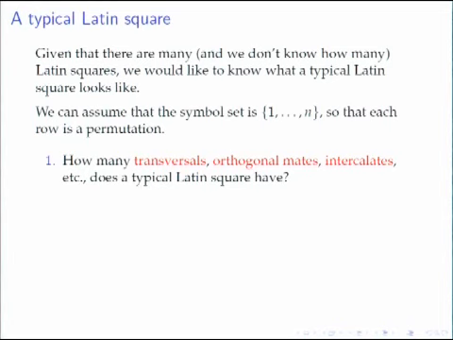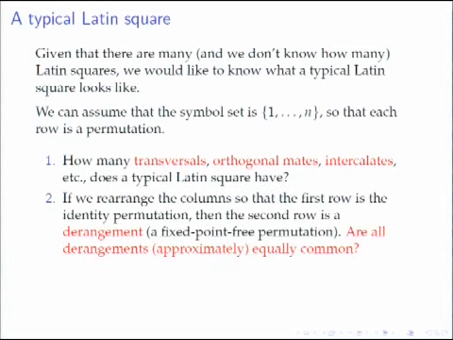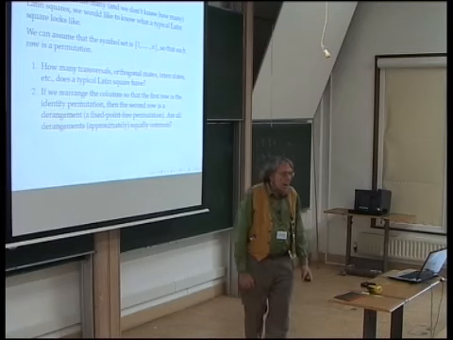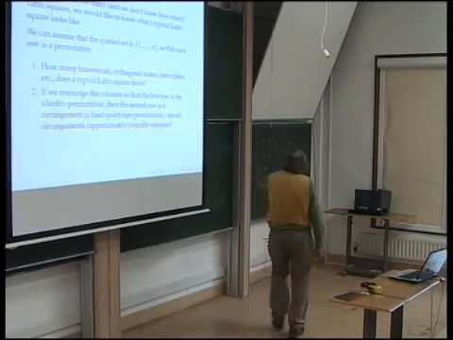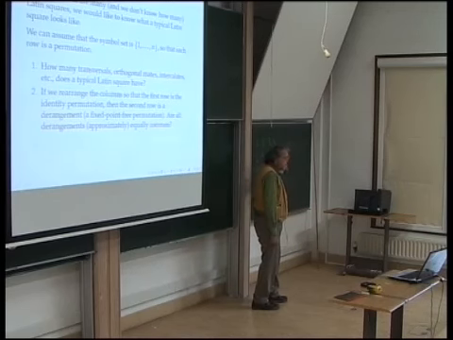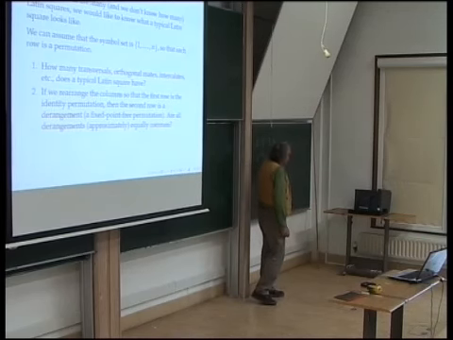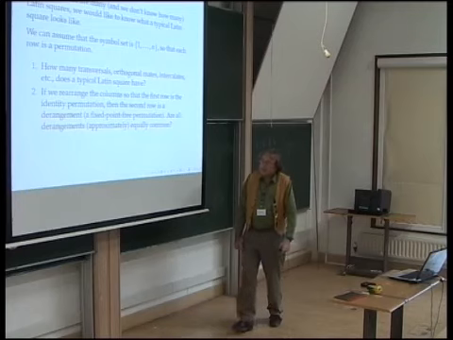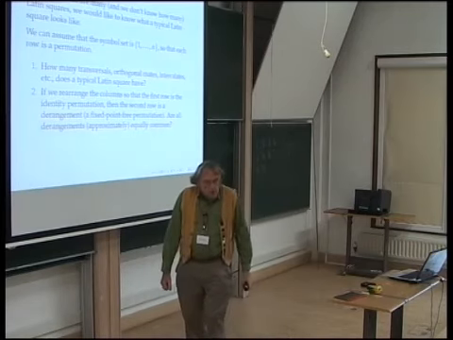Here are some other questions about typical Latin squares. You can always rearrange the columns to make the first row consist of the numbers from 1 to n, as I did over there. If you do that, then the second row is a permutation of 1 up to n, and it's a derangement. It's a fixed point free permutation, because you're not allowed to have the same things under one another. It wouldn't be a Latin square. So the second row is a derangement.